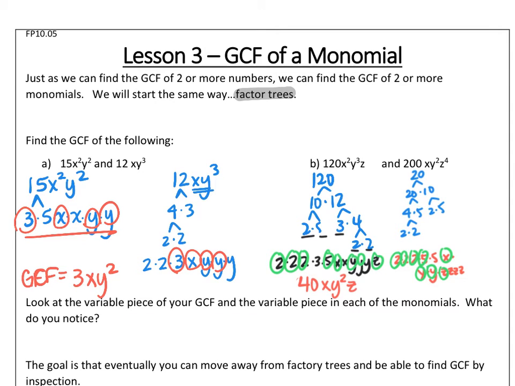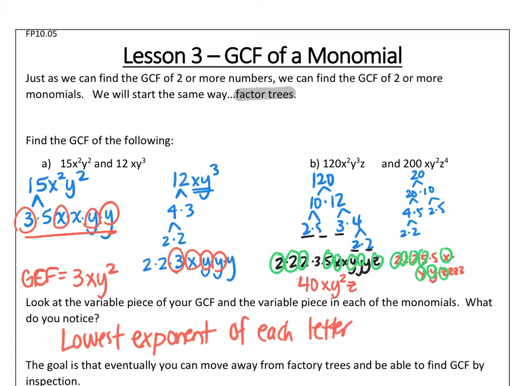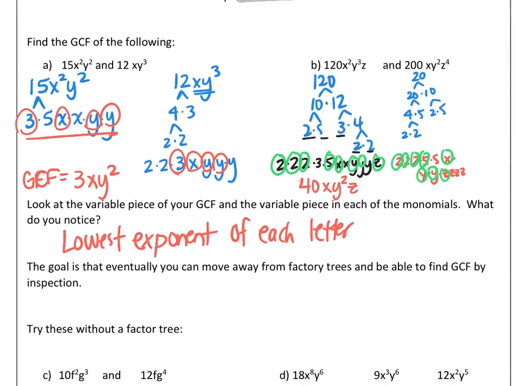Now, if we look at the variable piece of our GCF, look only at the variable part of it, and then look at the original. So if I look at this xy squared and then look over here, if you look at the x first, you'll see an x there, and y squared, y squared. Over here I have x, y squared, z. Looking up here, x, y squared, z. What you should notice is that we take the lowest exponent of each letter. So when we're taking the variables out, we can just look at the lowest of each letter.